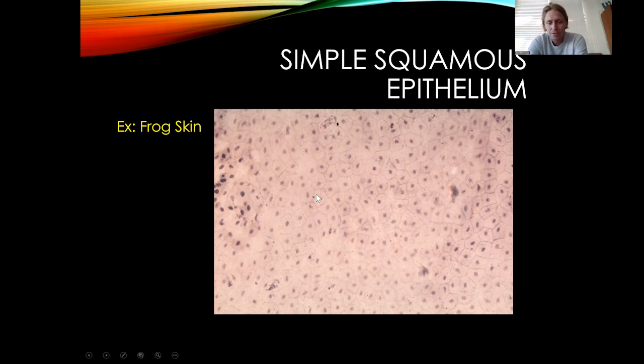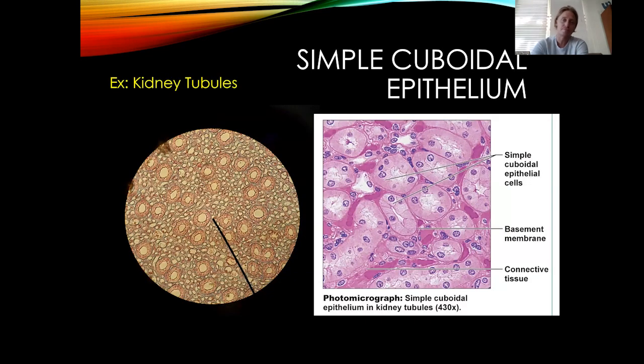Whenever you see this, and I just tell my students, if you see sunny side up eggs under the microscope, just know that's frog skin. We're talking about simple squamous there. All right, so that's the only time we're going to do something like that. Everything else we're going to see from the side of the cell.